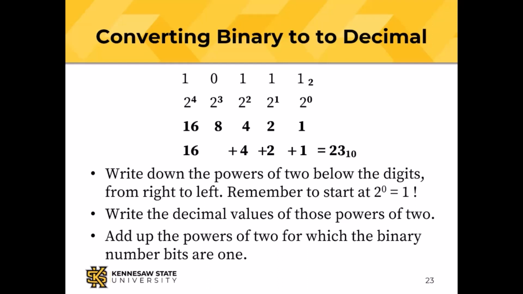All right. We're going to remember that 2 to the 0th power is 1. We're going to start at 0. I'm going to write down under that rightmost bit a 1. And then I'm going to double. 1, 2, 4, 8, 16, 32, 64, 128, 256. Just double for as many bits as I need. And then I'm going to add up those values where the binary digit is a 1.